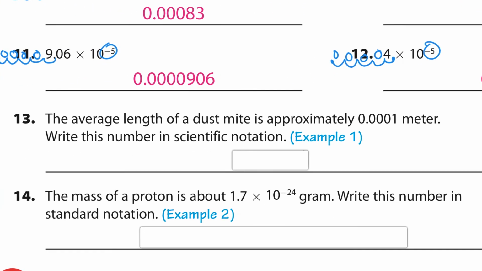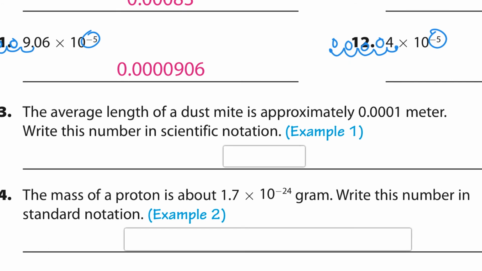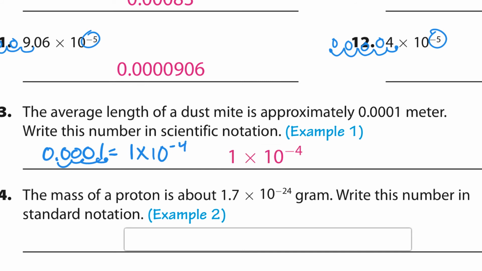And let's see, the average length of a dust mite is approximately that much. What's the number in scientific notation? Well, I have 0.0001. I have to make a number from 1 to 10, so it's 1. I'm going to place the decimal right there, times 10, and then I have to move it 1, 2, 3, 4, times 10 to the -4th because I'm moving it to the left.